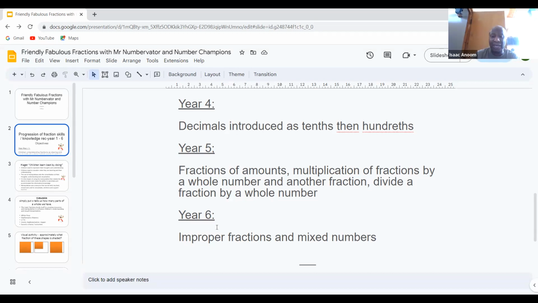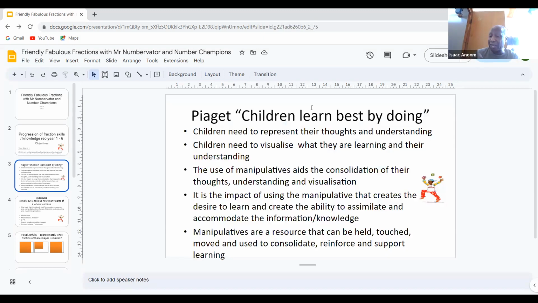By year 6, we're looking at improper fractions and mixed numbers. When it comes to working with children and fractions, it is about the use of manipulatives. You've heard me talking about the bar models. You can use cakes, pizzas, objects, fruit, vegetables, whatever you've got, lolly sticks, matchsticks, and so on.